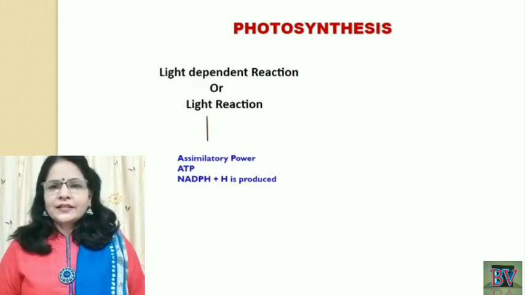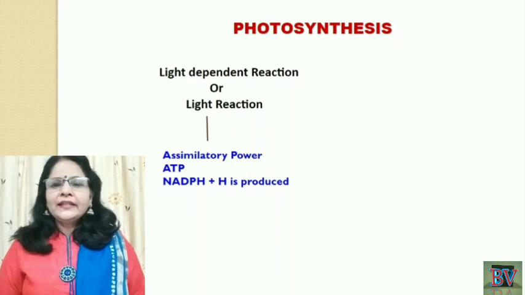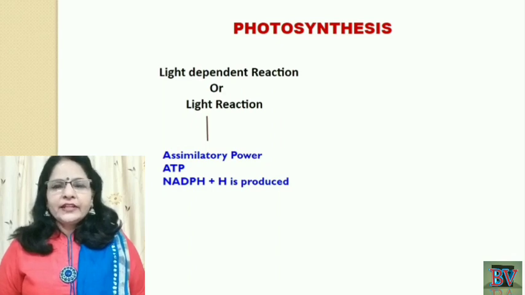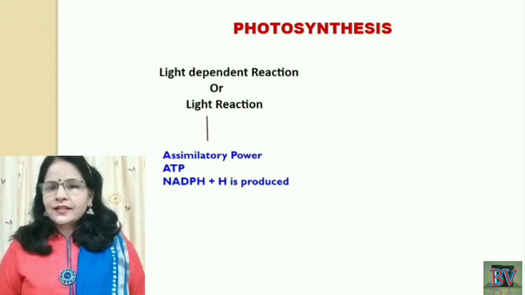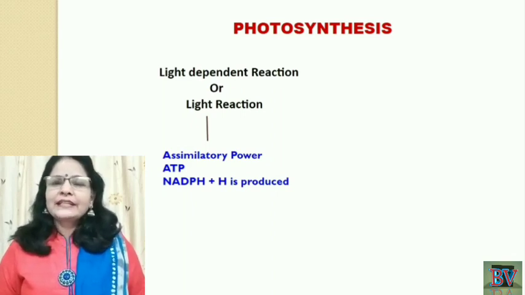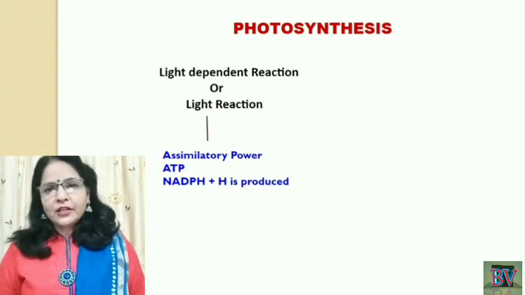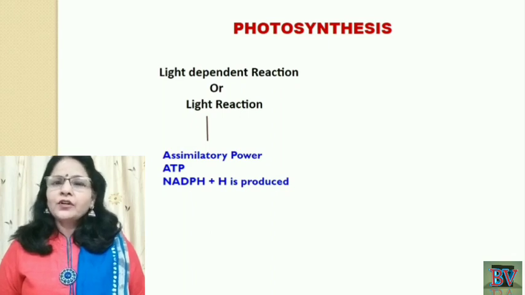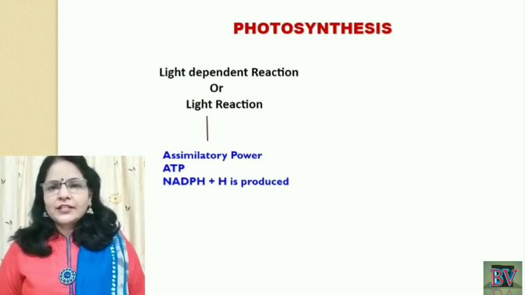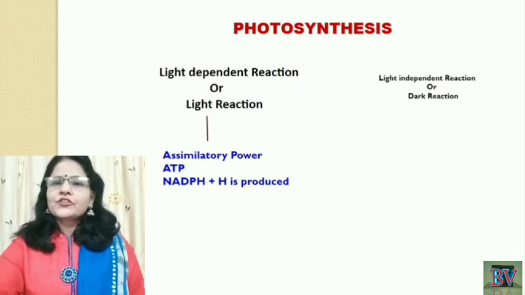Photosynthesis is divided into two steps. The first is the light dependent reaction or light reaction. In the light dependent reaction, light is necessary. This step cannot be completed without light, which is why it is called the light dependent reaction. In this process, assimilatory power is produced in the form of ATP and NADPH. ATP is adenosine triphosphate and NADPH is the reduced form of nicotinamide adenine dinucleotide phosphate.